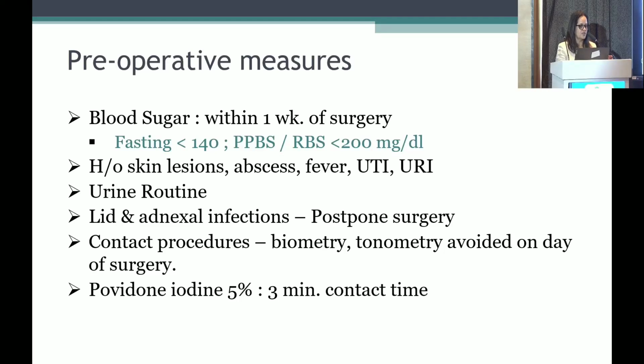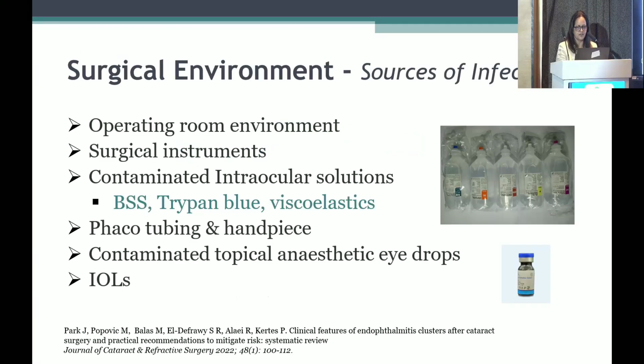Contact procedures like biometry and tonometry should be avoided on the day of surgery. Povidone iodine is a must. And pre-op antibiotics, 24 to 48 hours, sometimes that's the routine. But in literature, it is the povidone iodine which has a definite role, and it has been shown to majorly minimize the incidence.